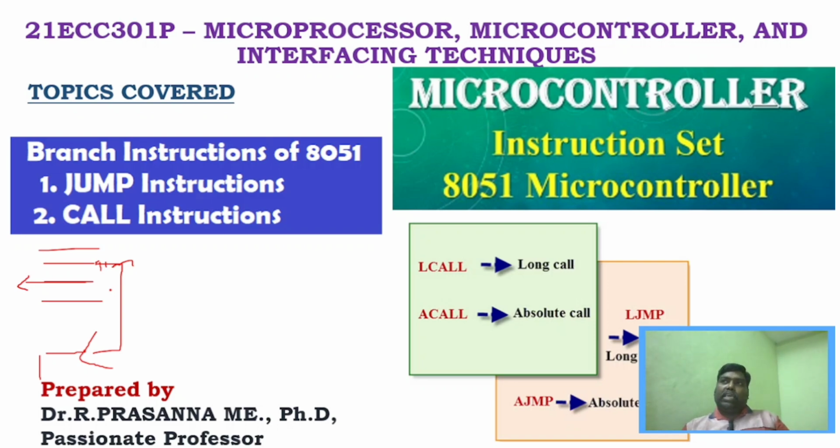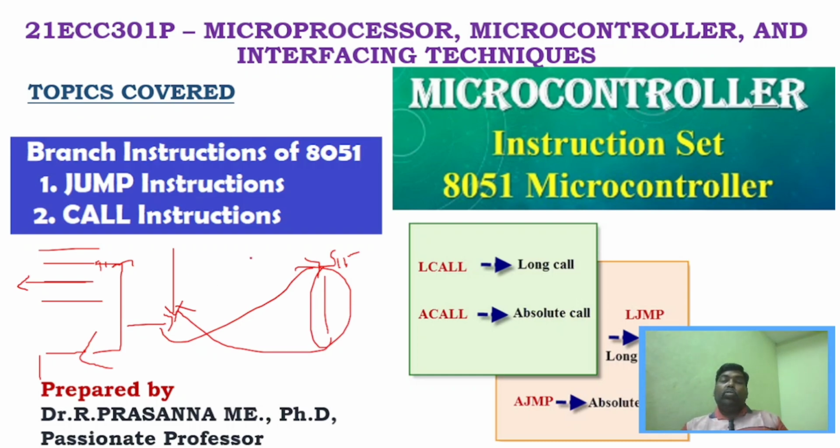So what is call instruction? In the last video I explained what is interrupt. Whenever a particular program is executing and an interrupt happens, the microcontroller will go to the interrupt location, execute some instructions, and after executing them, it will come back to the original instruction. Now this particular block of instructions is called a subroutine. Here we use the call instruction, so it will go to the subroutine and come back to the main program.